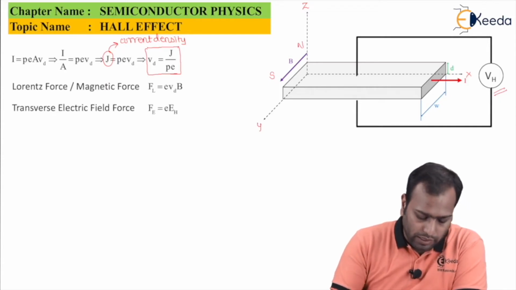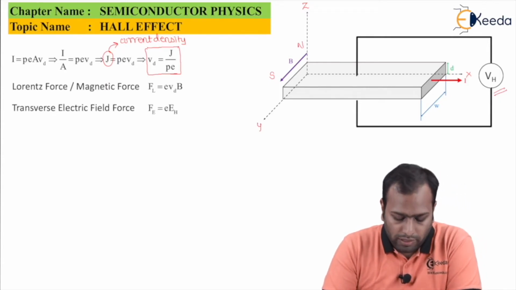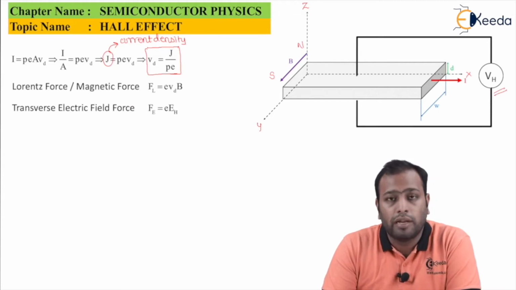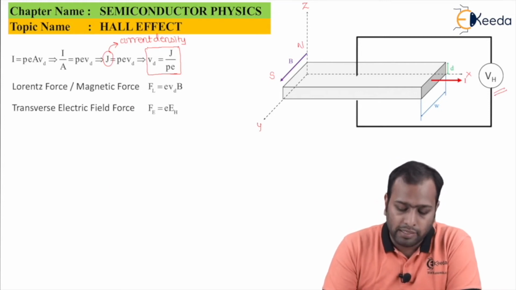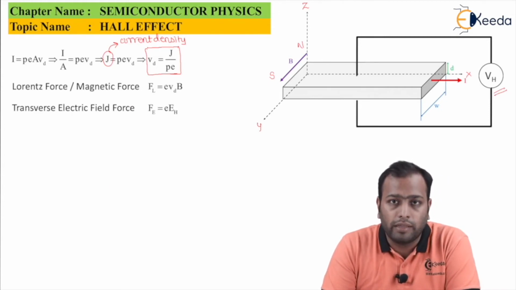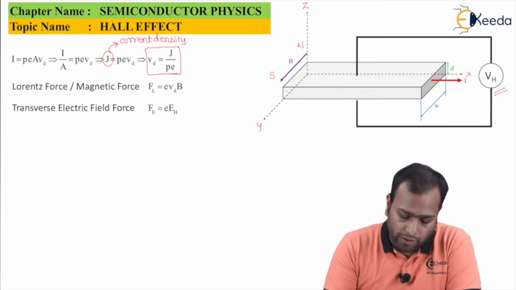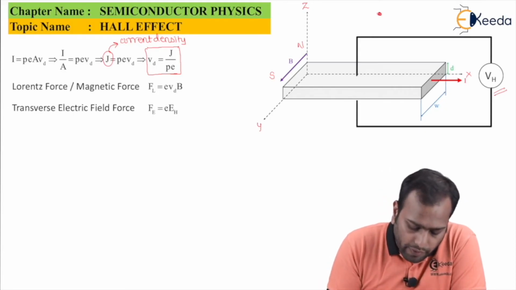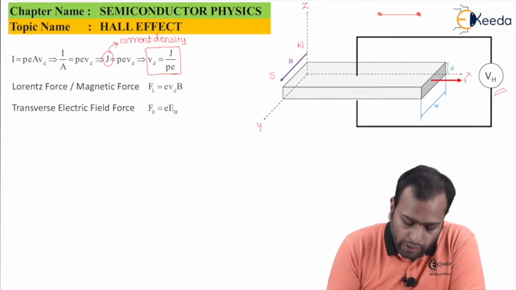Similarly, the transverse electric field force. Now, what is this transverse electric field force? If you remember the previous slides, there was a shift in the position of the electrons. The electrons which were initially going from here to here, and they were continuously going, now had a deviated path.